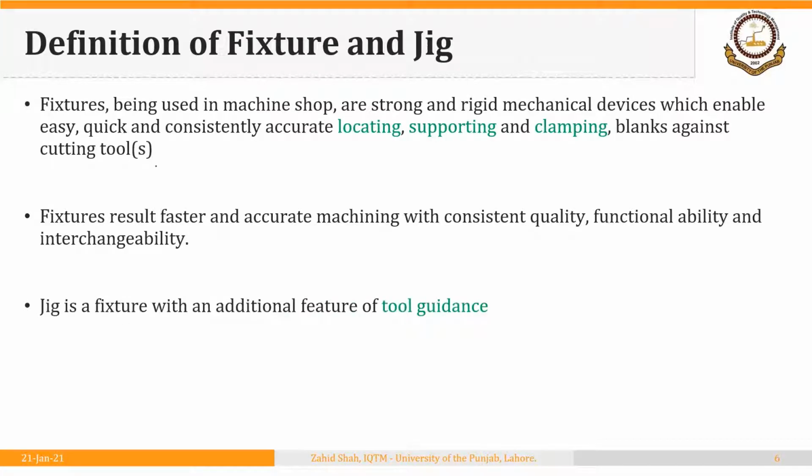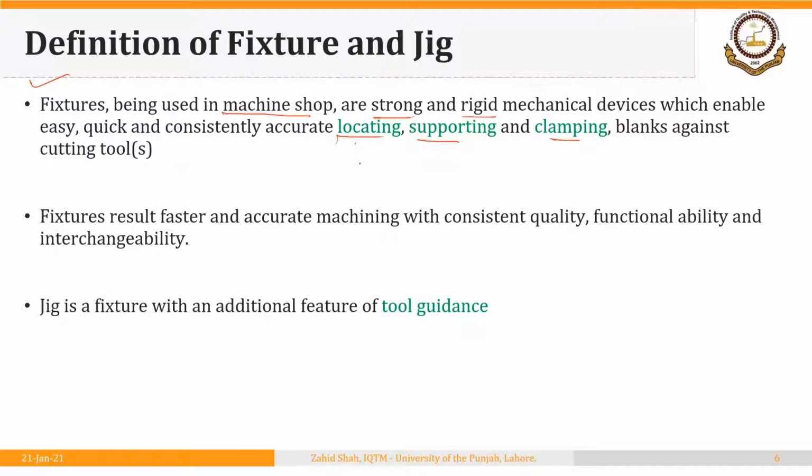Fixtures are used in machine shop. They are strong, rigid mechanical devices which enable easy, quick and consistently accurate locating, supporting and clamping blanks against cutting tools. So the words written in green actually show the main components or parts of a fixture. So the fixtures comprise a locating component, a supporting component, and a clamping mechanism or component.